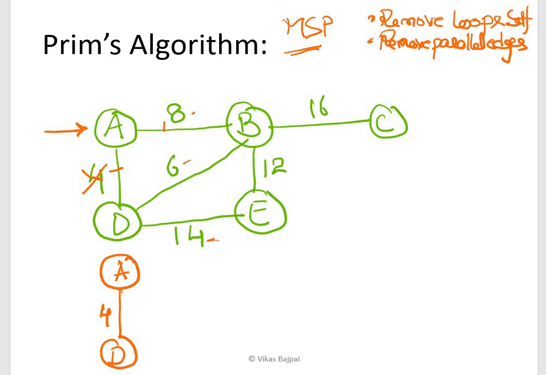I know that 8 and 4 were already compared, but still we have to keep track of this as well. That means in this particular situation I am comparing 8, 6 and 14. If this had been, let's say, 2, instead of selecting 6 between 6 and 14, I would have selected 2 directly, right? So right now we are going to use 6 because that's the only minimum option. So I'm moving to B with the help of this weight 6.